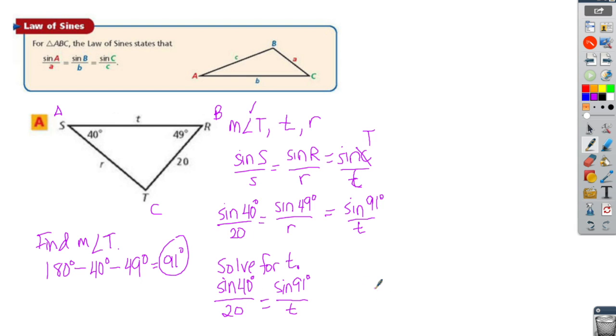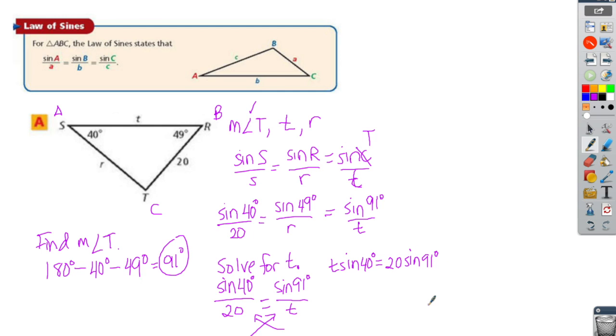Okay, so we've set up our equation. The only missing variable in this is t, and that's what we're trying to solve. Because you have a fraction equal to another fraction, you are allowed to use cross multiplication. So how does that actually work? Let's list it down here. This will become t multiplied by sine 40 degrees equal to 20 multiplied by sine 91 degrees.